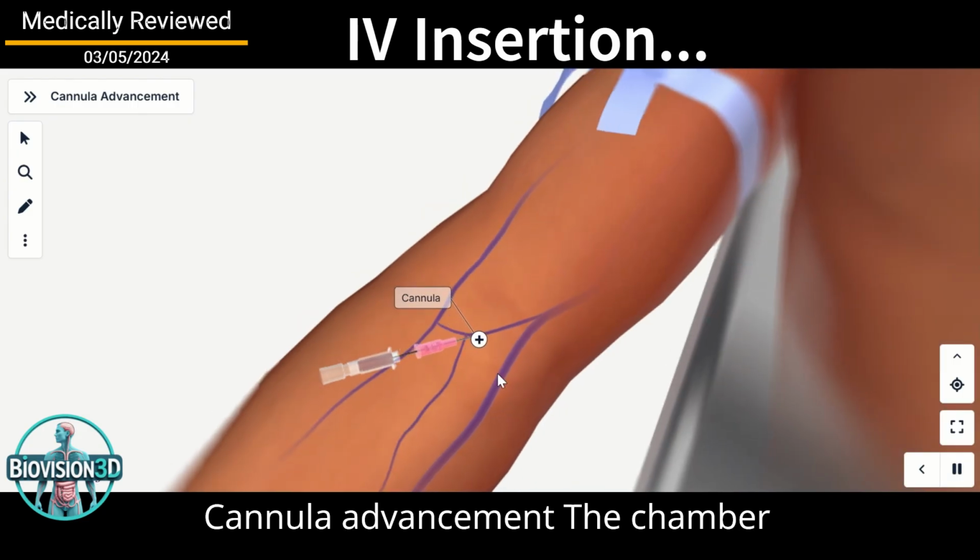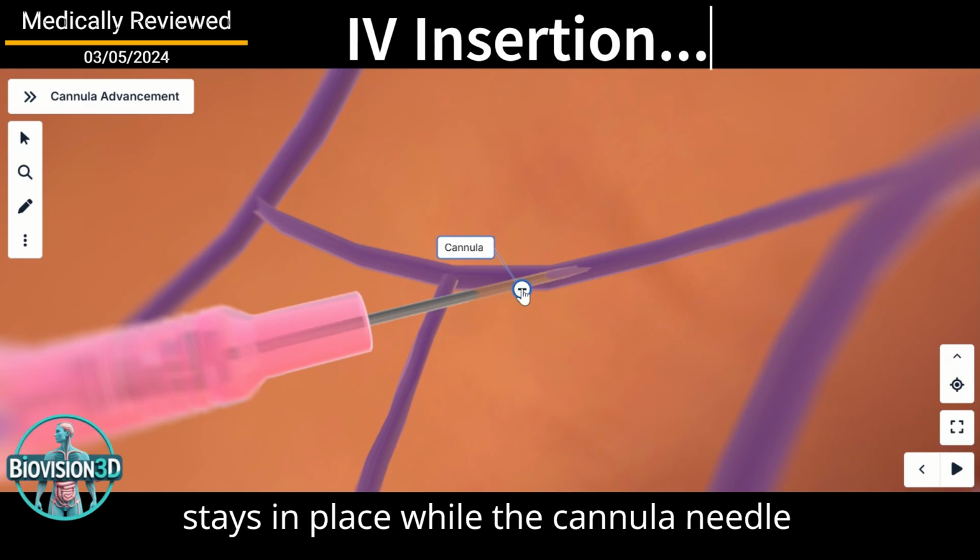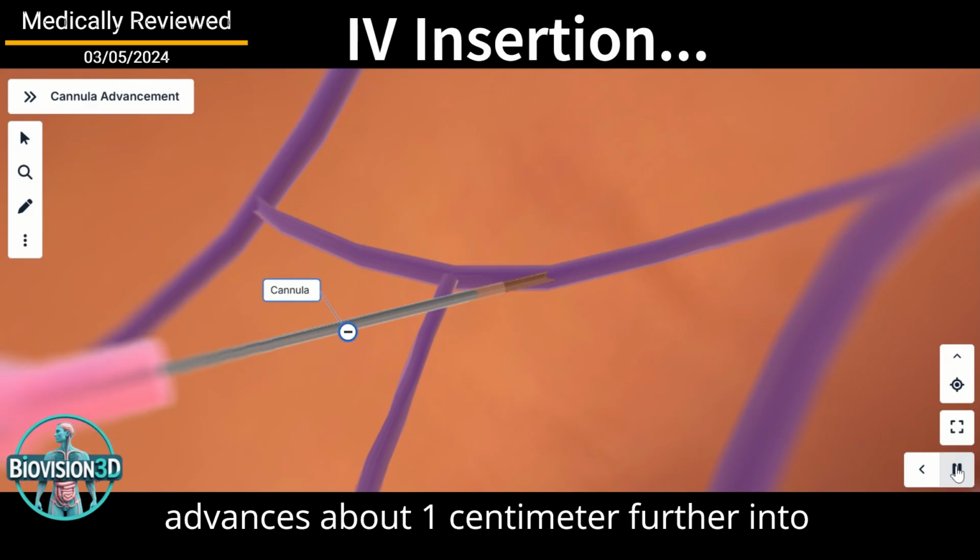Cannula advancement. The chamber containing blood from the first flashback stays in place while the cannula needle advances about 1 centimeter further into the vein.